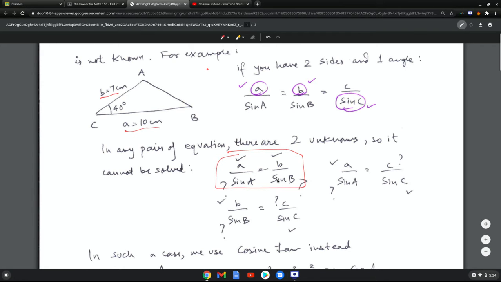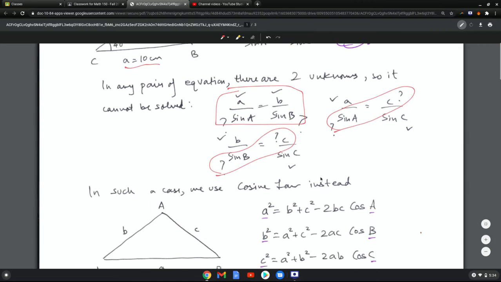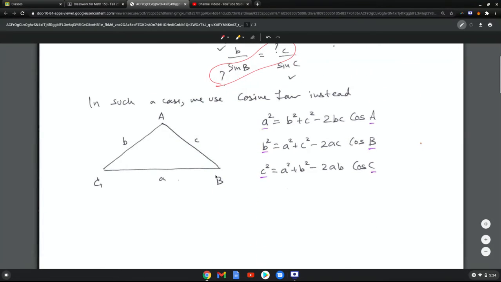Because remember, you can only find a value if there is one unknown with one equation. Similarly here, these are unknown, so we cannot find. And in the third pair, again, two unknowns, so we cannot find. Now what to do in those situations is that we can use the cosine law. Here's what the cosine law says.